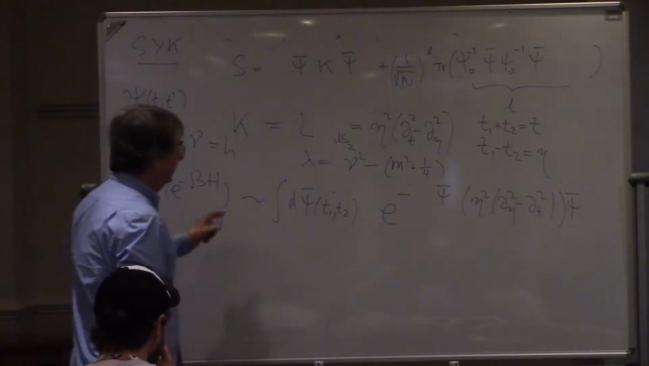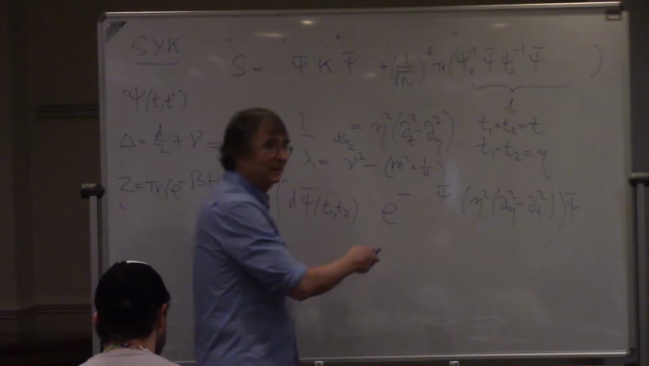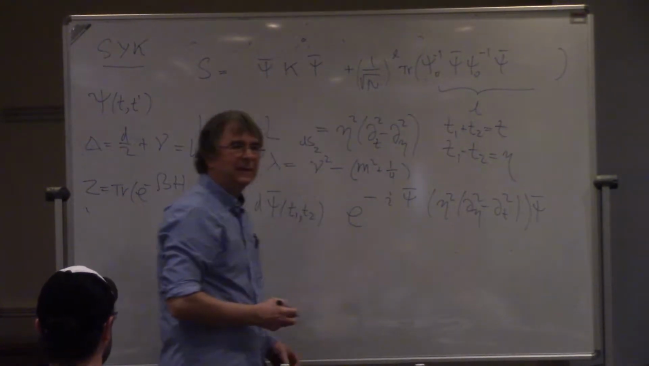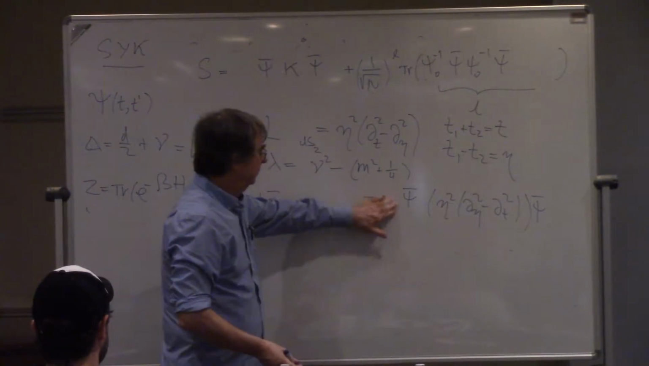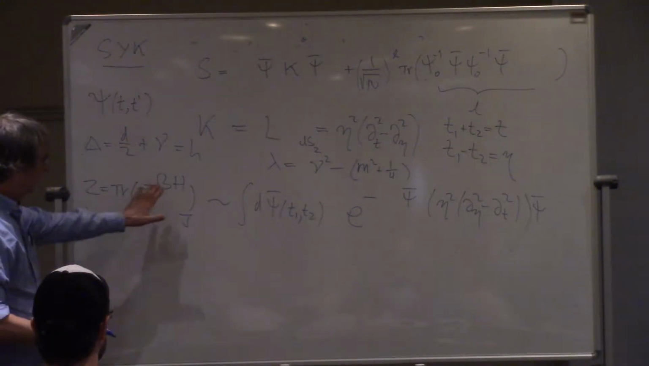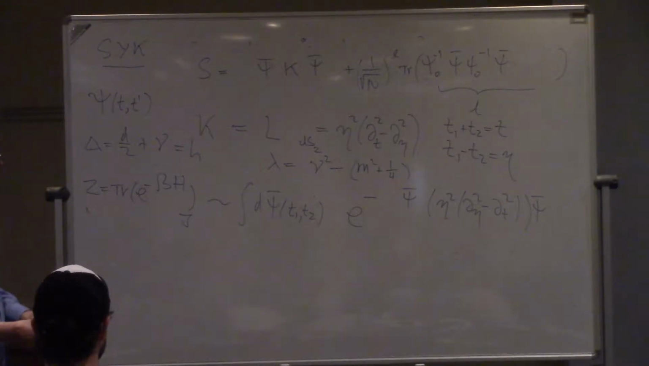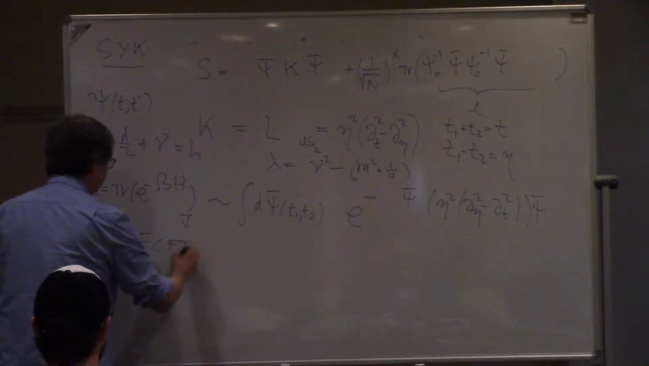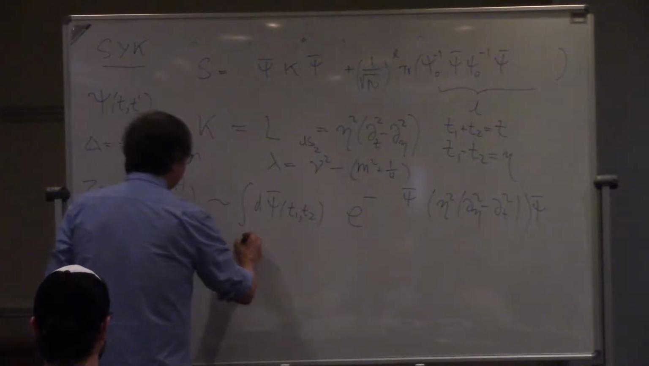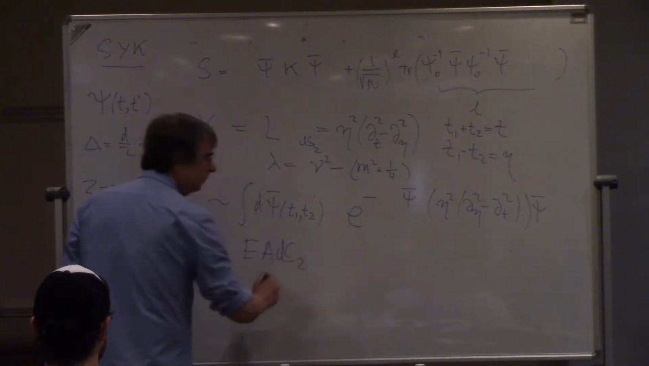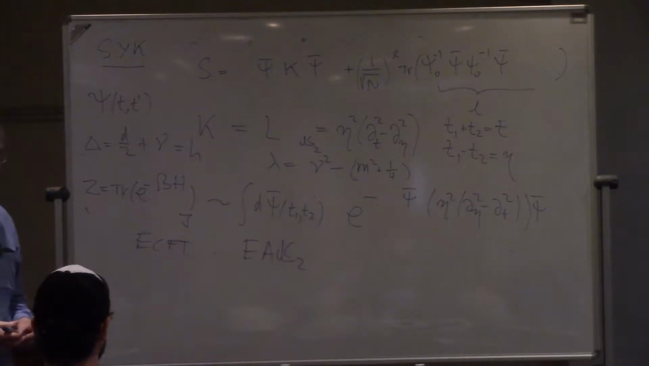The puzzle obviously is the missing i. There's an i missing, and there should be an i here. But let's write it the way it is. You are supposed to be studying a Euclidean CFT, and you expect to get a Euclidean AdS2. Basically, that's what happens when you study Euclidean theory.